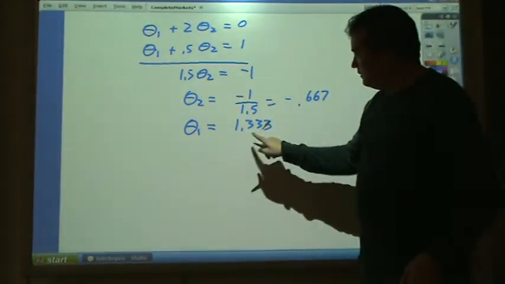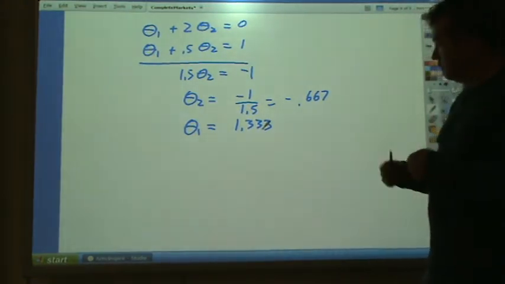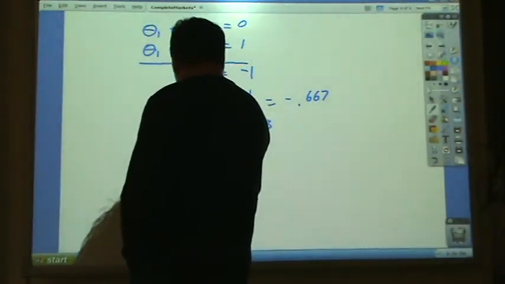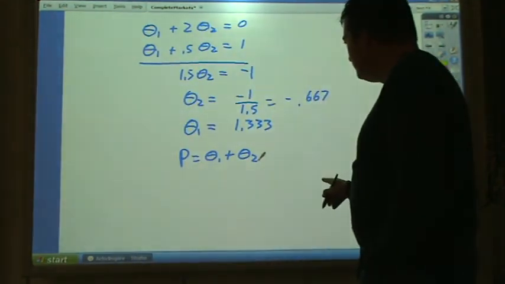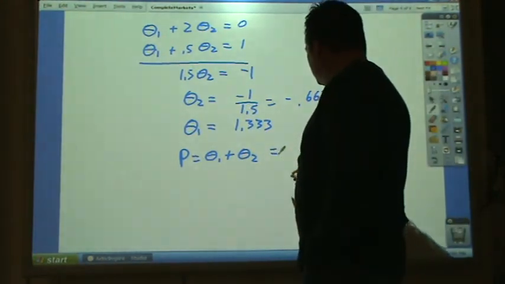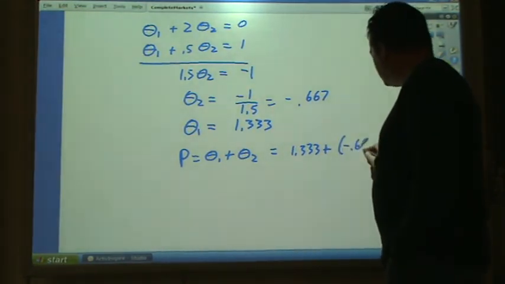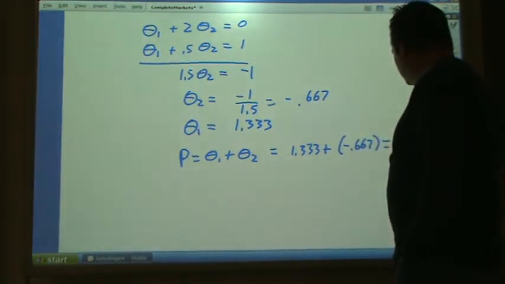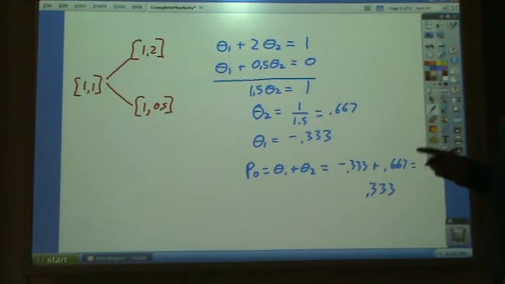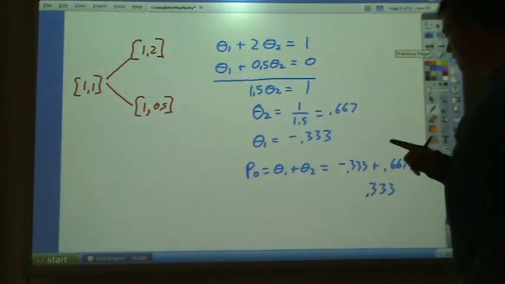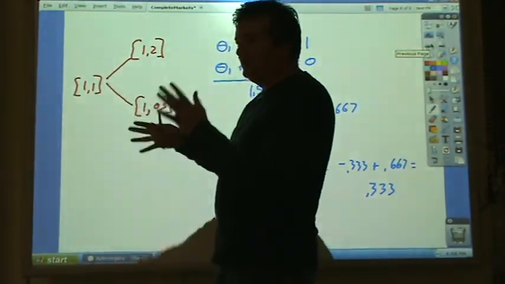We'd have to buy 1 1/3 units of the first security and then buy -2/3 units of the second security. So we would lay out, we would pay theta 1 plus theta 2 equals 1.333 plus -0.667 equals 0.667. So the cost of a security, taking this market, so this is now a market, it's 2 different stocks.